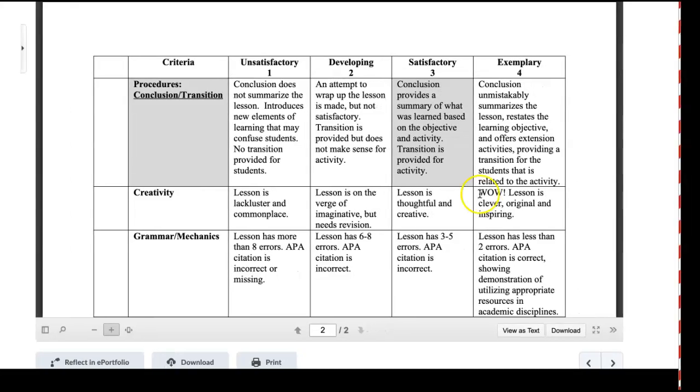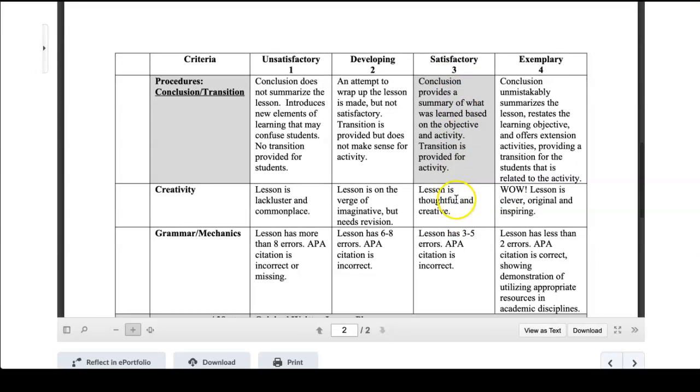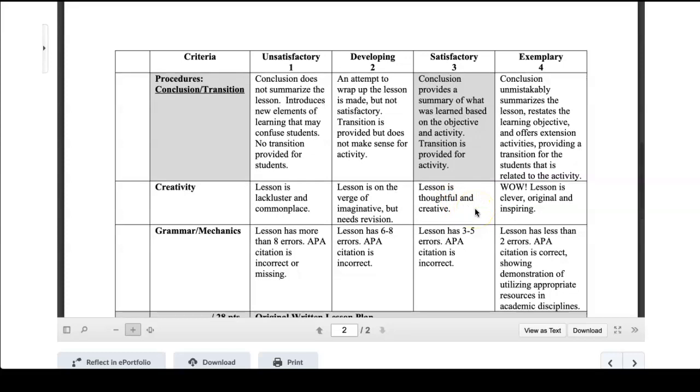Creativity, you're under 3 for satisfactory. The lesson's thoughtful and it's creative. You're using materials in different ways, right? Exemplary is that wow factor. It's clever, it's original, it's inspiring. It's something that we don't typically see or know in an infant-toddler environment.